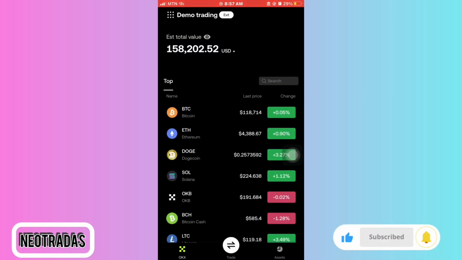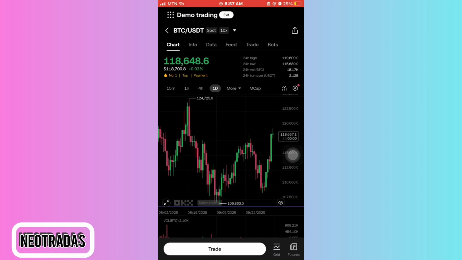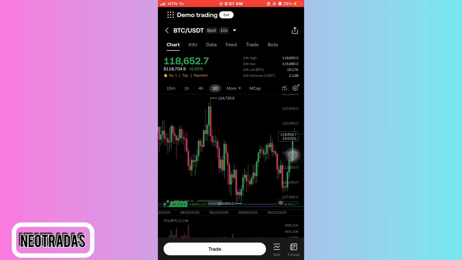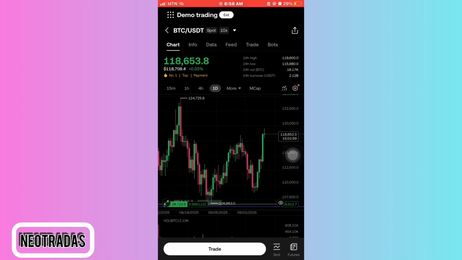We do have 158,000, which are all demo accounts and demo funds. Let's use BTC as an example for manual spot trading here. Now before we get into our spot trading panel, as you can see, we do have the charts here, and before you can be able to read your charts and predict where price will be moving next is actually to master technical analysis, which we will share with you guys in later videos in the future as well.